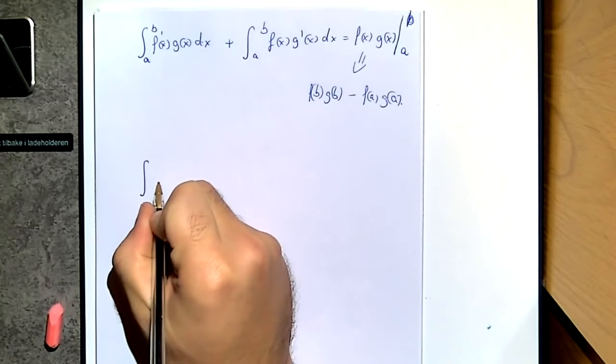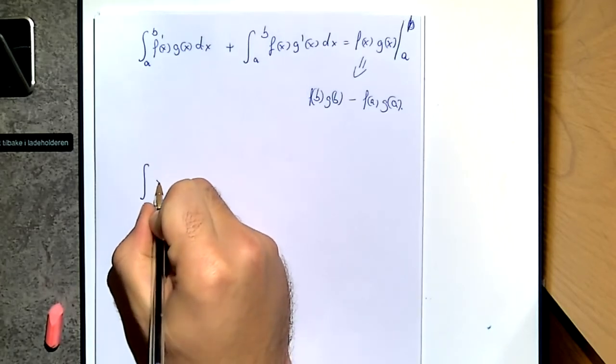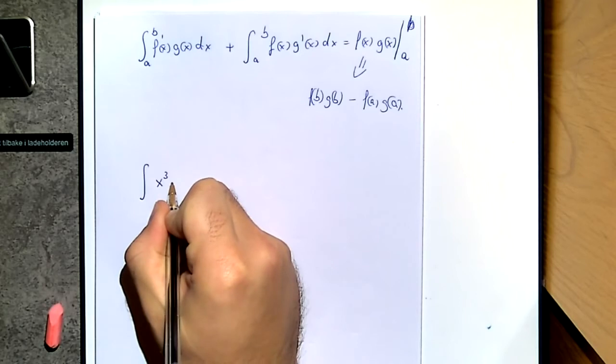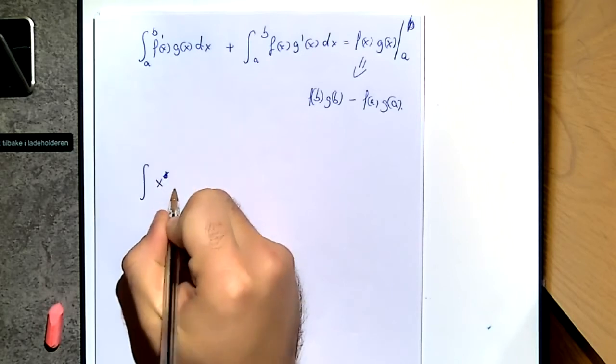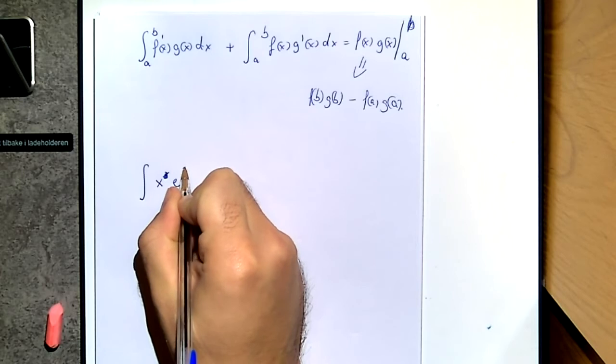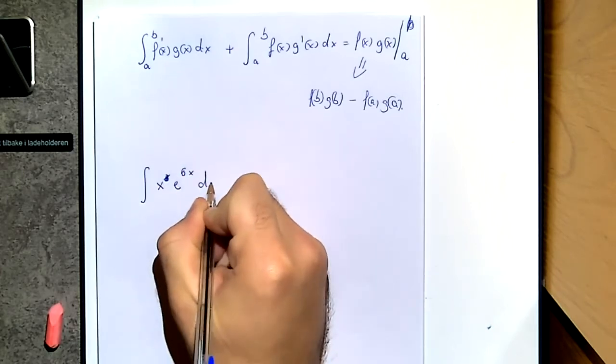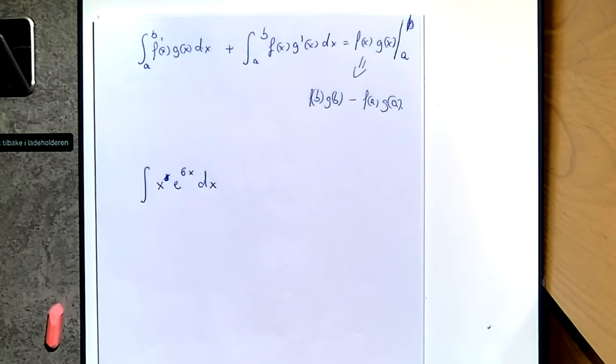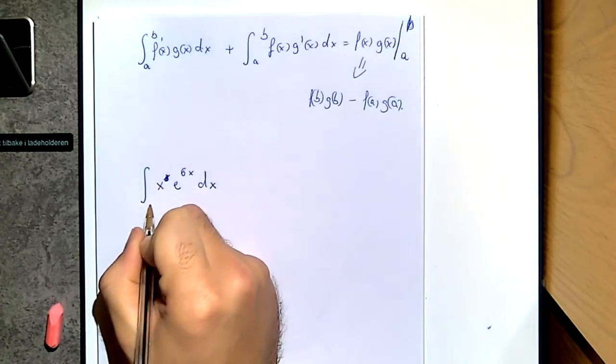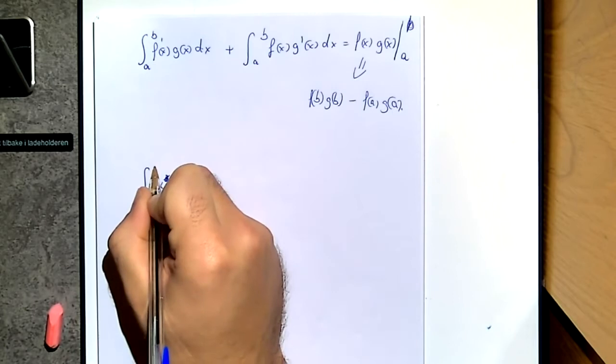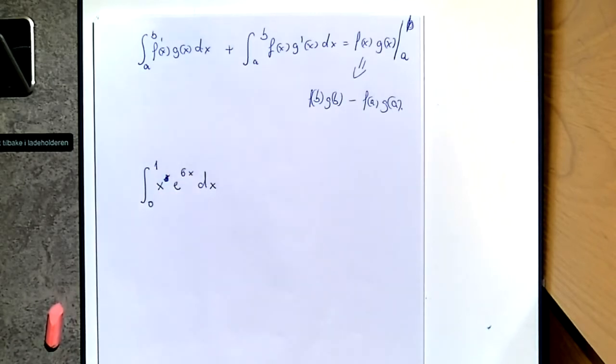Let's just do, I don't know, doesn't matter, x to the third. No, that's x e to the 6x, e of x. Let's do between 0 and 1. This is supposed to be a 6, by the way.